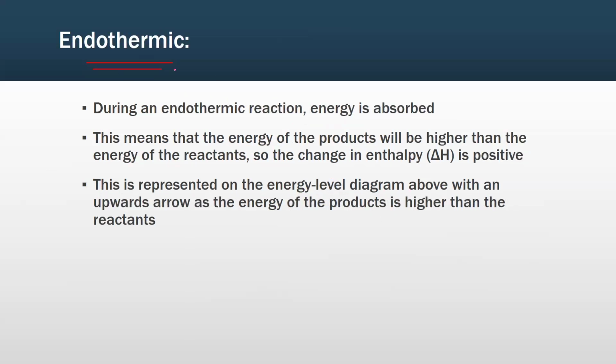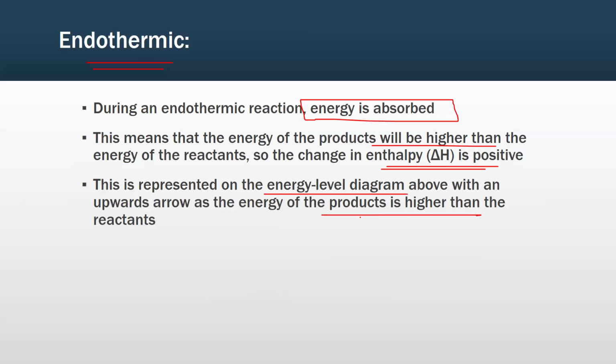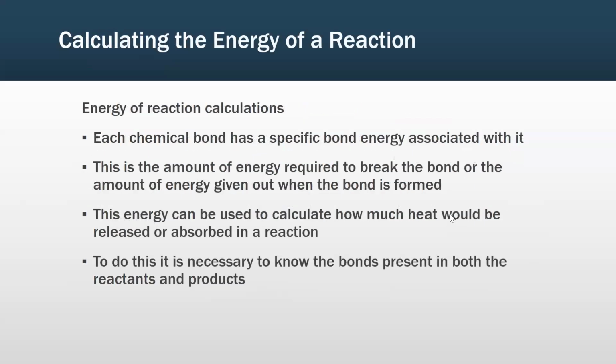But during an endothermic reaction, energy is absorbed. This means that the energy of the product will be higher than the energy of the reactant, so enthalpy change जो है वो positive है. And that is also represented on the energy level diagram above कि products की अब energy यहाँ पे higher होगी.